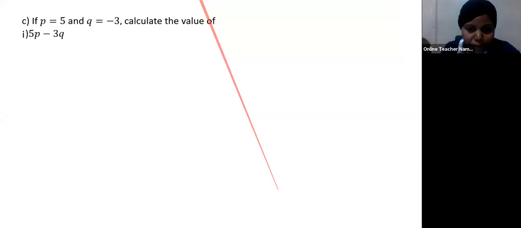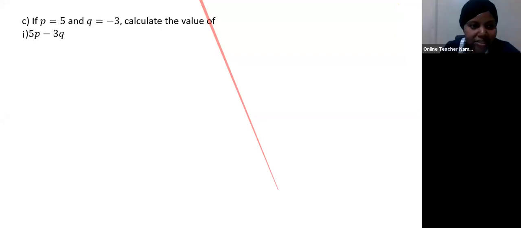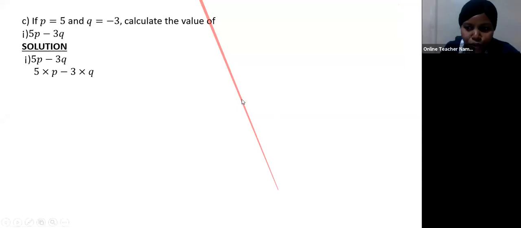It's going to be 5 times P minus 3 times Q. Excellent, excellent. So it's going to give us 5 times P minus 3 times Q. From there, what are we supposed to do?